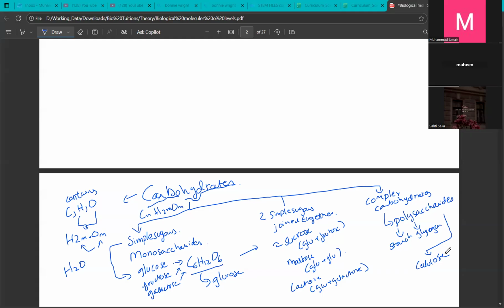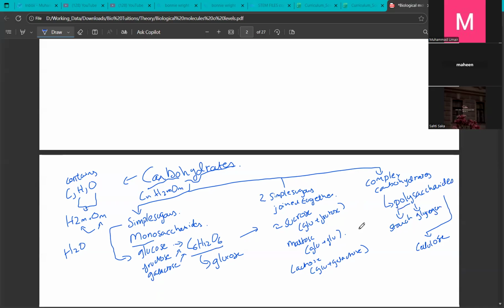So if you look at the word monosaccharides, look at the word polysaccharides. Does it remind you of these words? Have you read these words? Monomer and polymer. No? Okay, good. No problem.